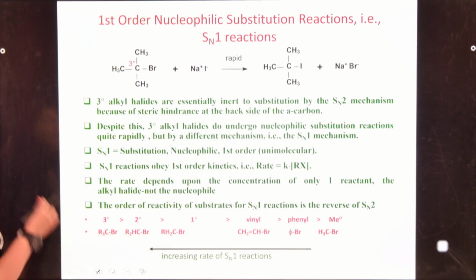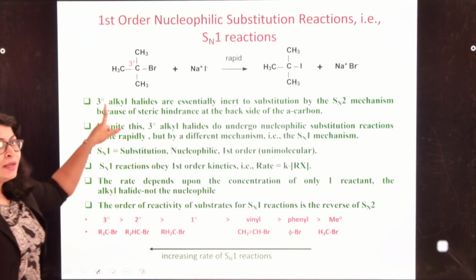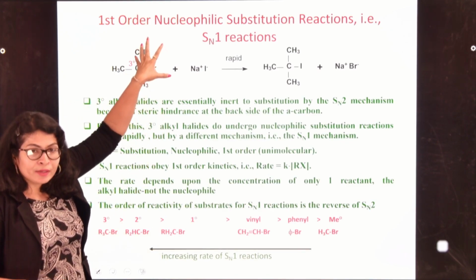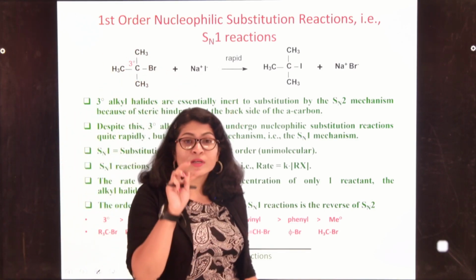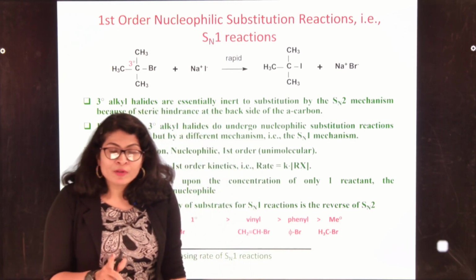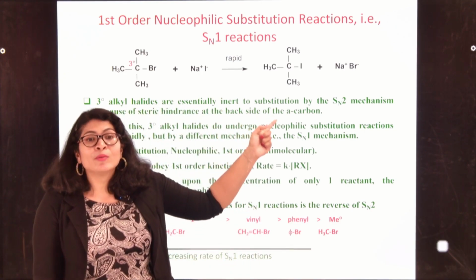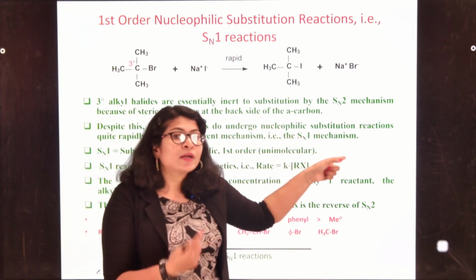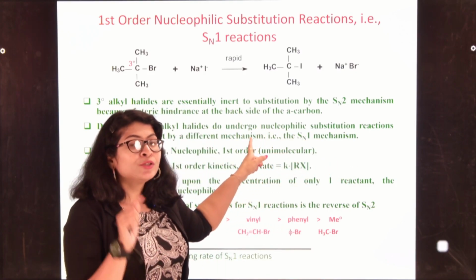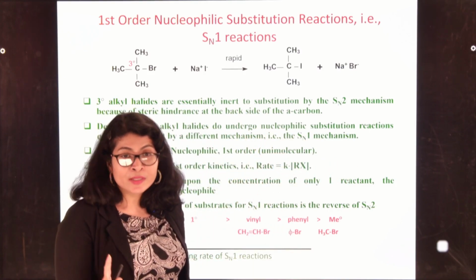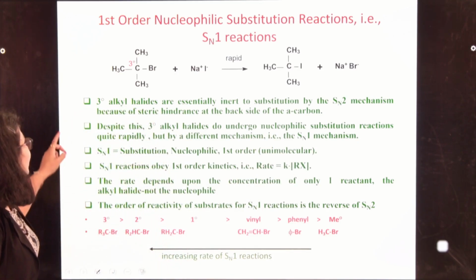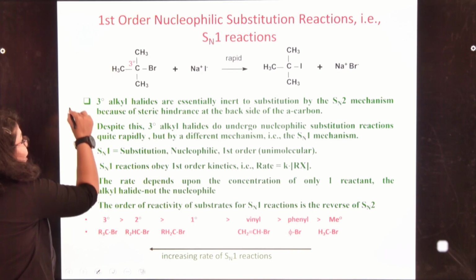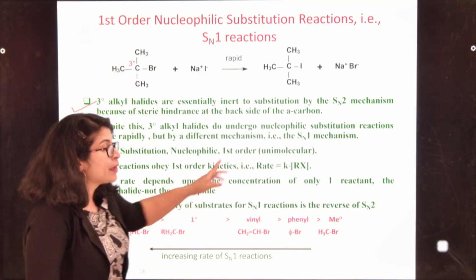So if I see the first order, it is only and only dependent upon the substrate. It will not depend upon the nucleophile, because the reaction occurs in two steps. In the first step, there will be generation of a carbocation. In the second step, the attack of the nucleophile. The rate of reaction is only and only dependent upon the first step, which is the slow step or the rate determining step. So here, 3-degree alkyl halides are essentially inert to substitution by SN2.